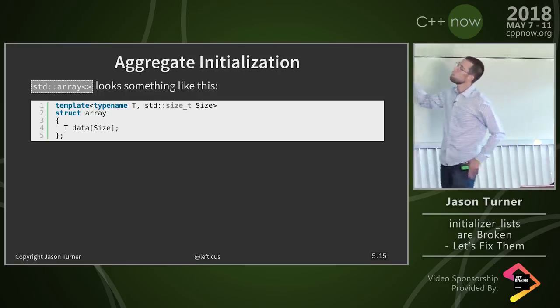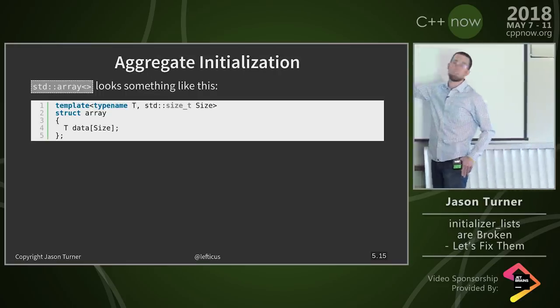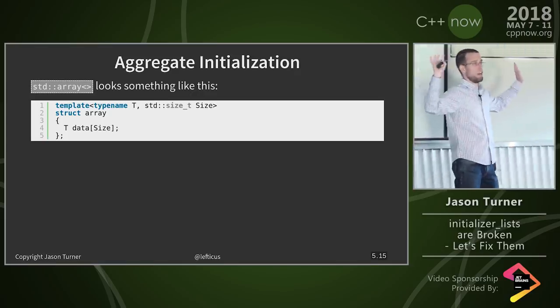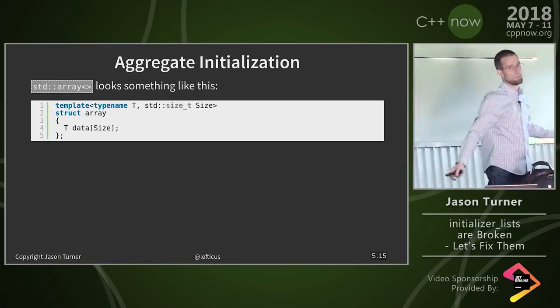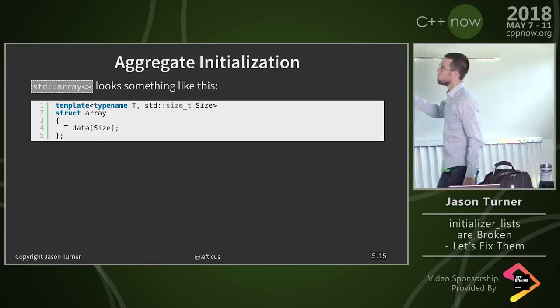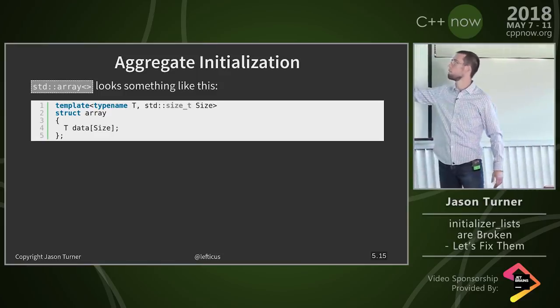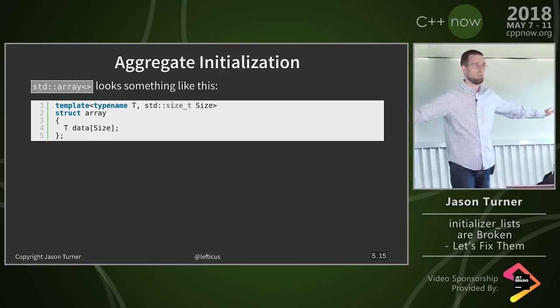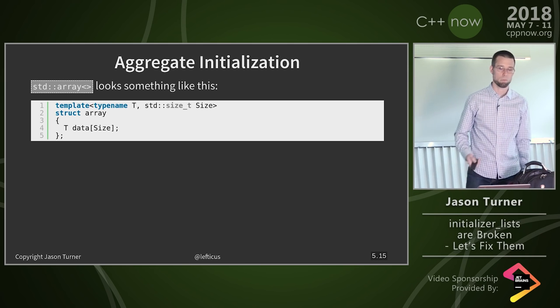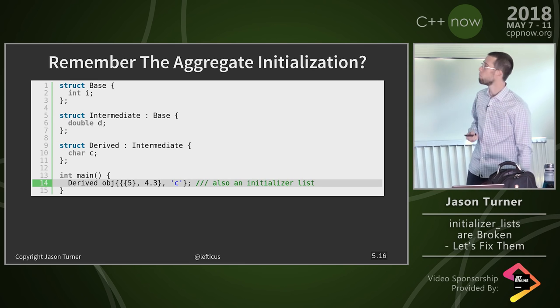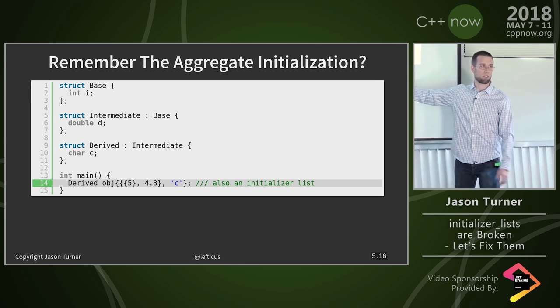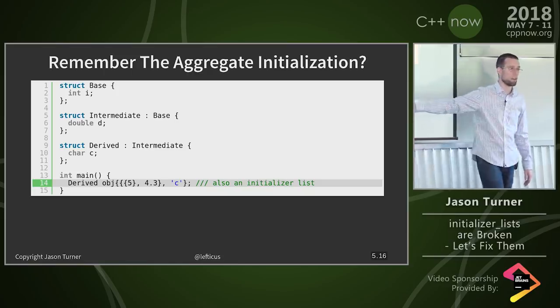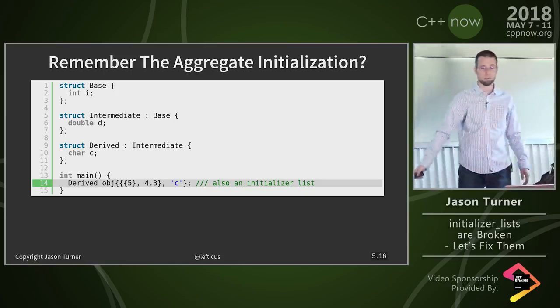Array looks pretty much something like this. This is the basic array. We can add more stuff to it if we want to, but it is a templated class that has a type and a size and a C-style array in it. You can directly access the C-style array. So, remember, our aggregate initialization example from earlier, I think I promised I would come back to it.